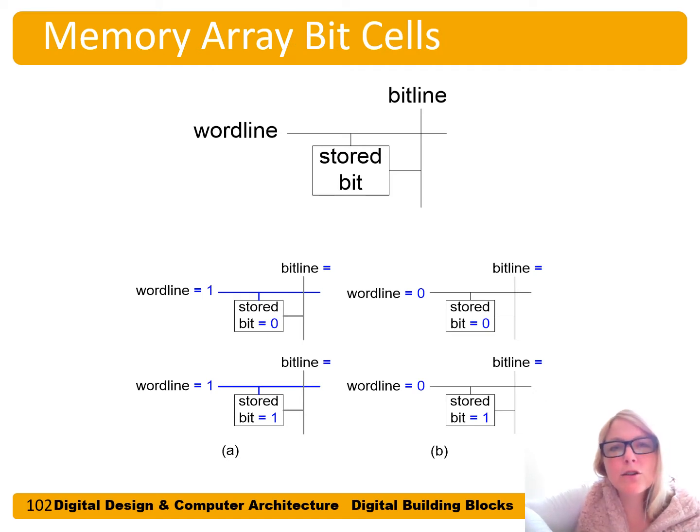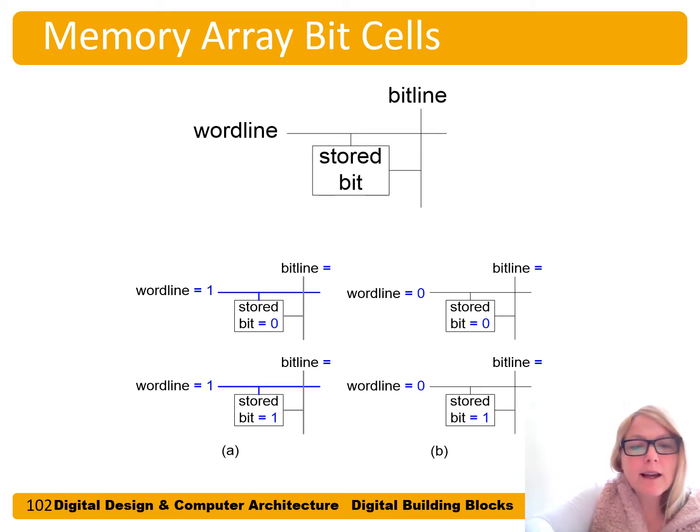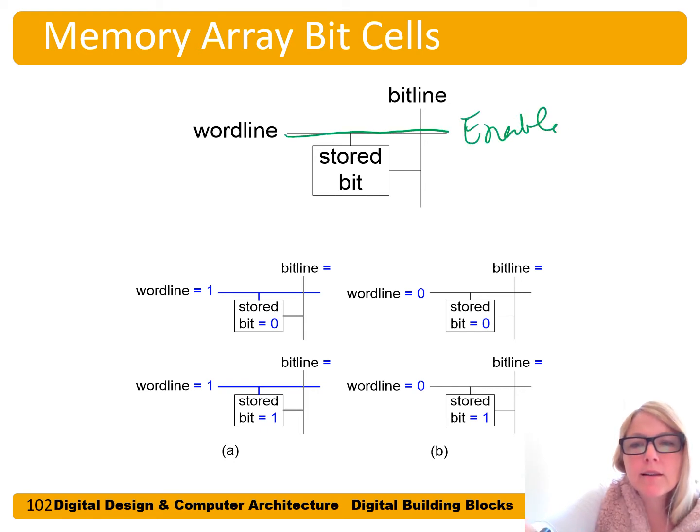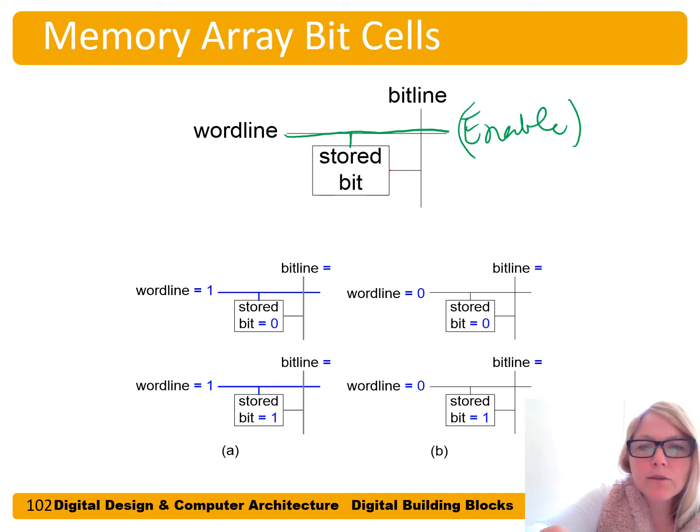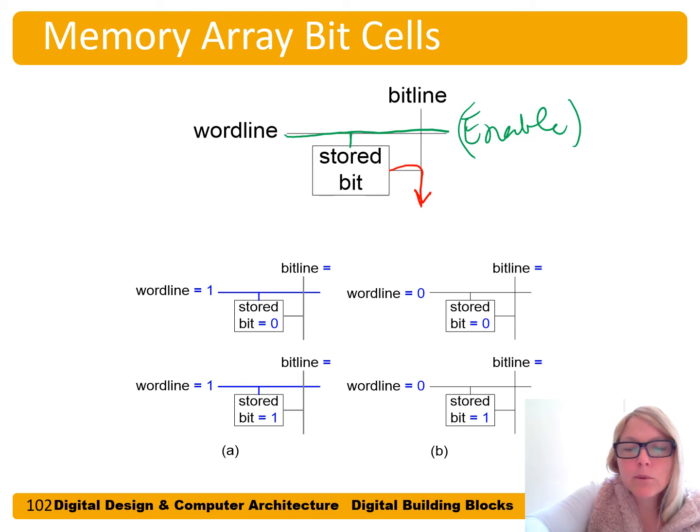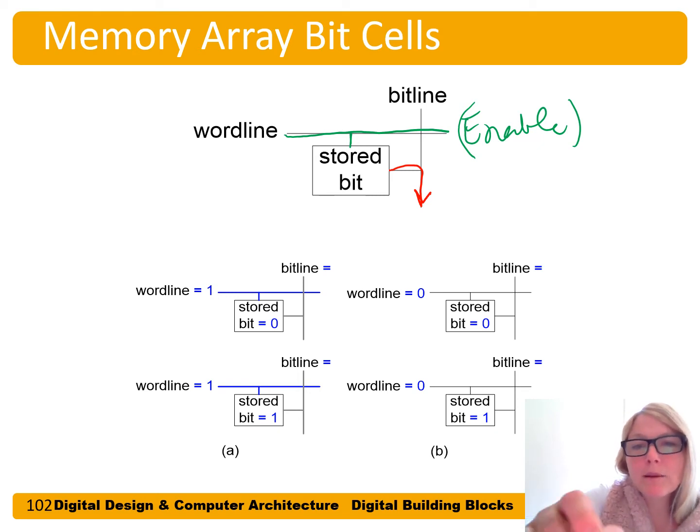So let's dive into what's inside of a bit cell. Each bit cell can store a single bit, and each bit cell has a word line, which is essentially an enable line, so that when this bit cell is enabled, it allows what's stored in it, a 1 or a 0, out onto the bit line. We're going to focus on reading. Writing is similar, except what's on the bit line gets stored into that bit cell.